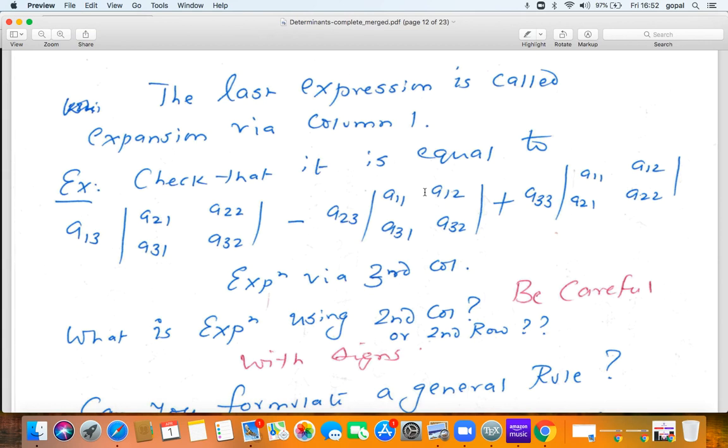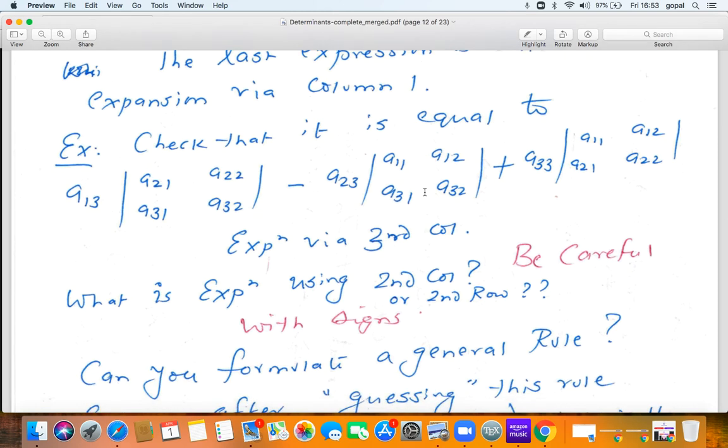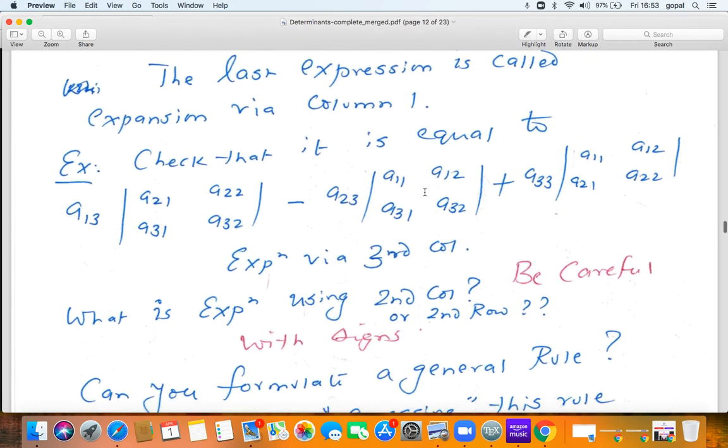So do these expansions and observe that there are 6 ways in which you can expand the determinant using any of the 3 rows or any of the 3 columns, and you get the same long expression that we wrote, with 3 plus signs and 3 minus signs. Now the question that I want you to ask is, can you formulate a general rule for 4x4 matrices, 5x5 matrices, n cross n matrices?